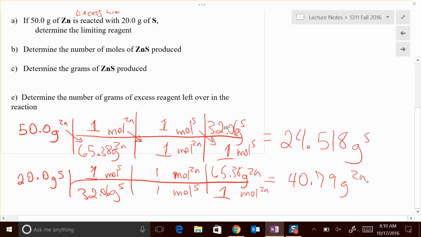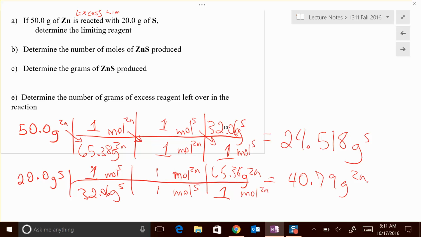Okay, so if I have 20 grams of sulfur, I would need only 40.79 grams of zinc to react with it. But I have 50 grams. So do you see how we can figure out which one's limiting, which one's excess? Either way, it doesn't matter which one I start with. This is telling me it's an excess because I only need 40.79 and I have 50. So that 50 grams is in excess. If it's in excess, that means this 20 grams is limiting.